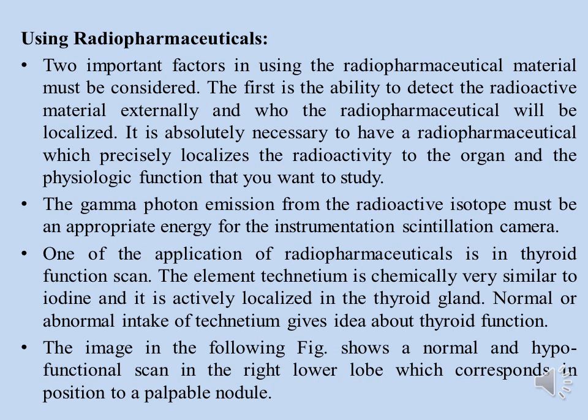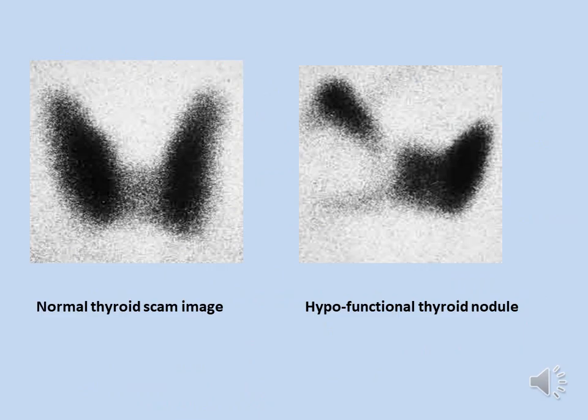One of the applications of radiopharmaceuticals is in thyroid function scan. The element technetium is chemically very similar to iodine and it is actively localized in the thyroid gland. Normal or abnormal intake of technetium gives an idea about thyroid function. The image in the following figure shows a normal and hypofunctional scan in the right lower lobe which corresponds in position to a palpable nodule.